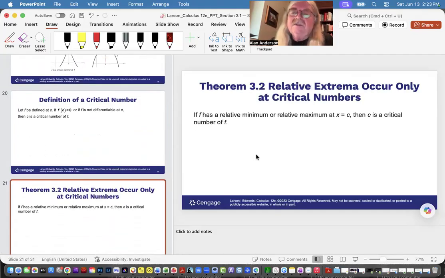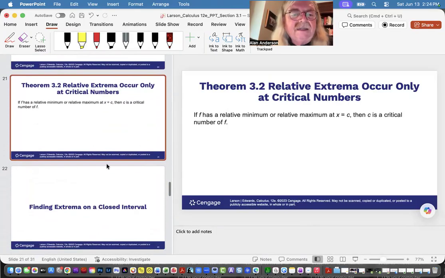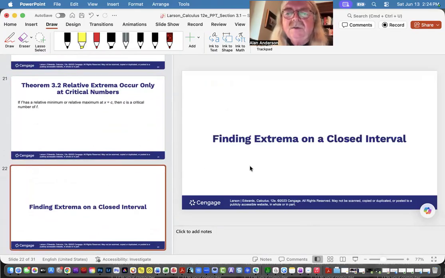And the reason why this is important is because the relative extrema can only occur if C is a critical number. Okay. So to find extrema means we're looking for the critical values or critical numbers. All right. So we're going to see the procedure on a closed interval.